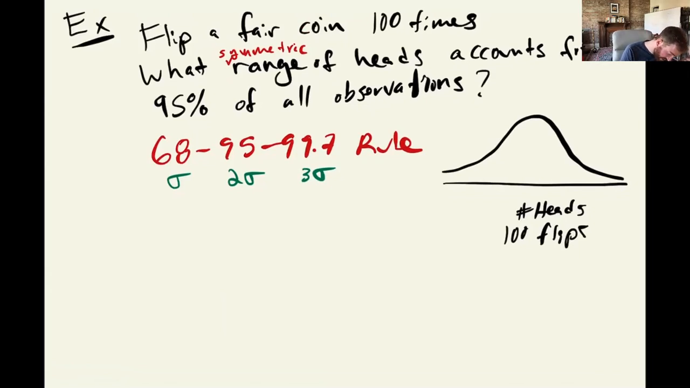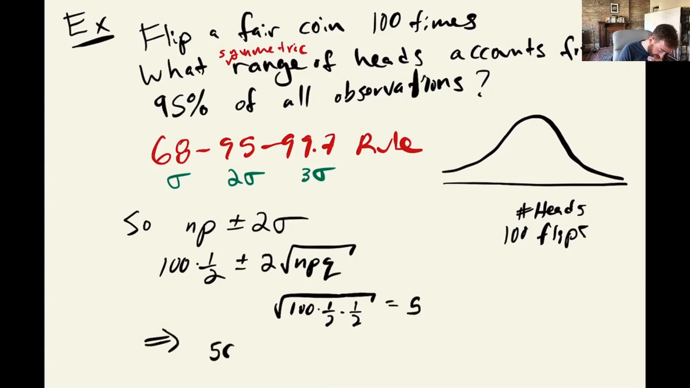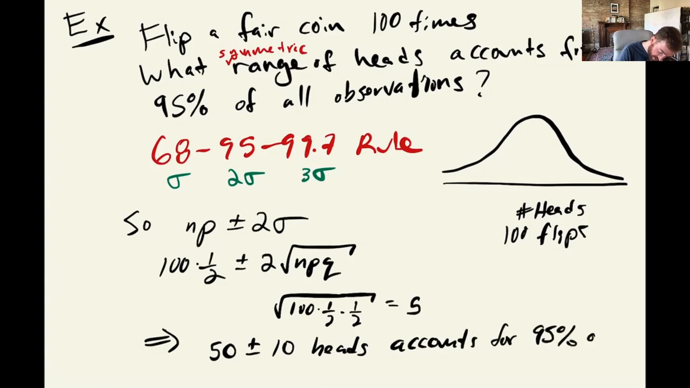Well, what is 2 standard deviations? So let me go n times p plus or minus 2 sigma. Well, that's 100 times a half plus or minus 2 times the square root of npq. All right, and what is npq here? Well, that's 100 times a half times a half. So that's a quarter of 100, which is 25. The square root ends up equaling 5. So the answer is that 50 plus or minus 10 heads accounts for 95% of all observations.